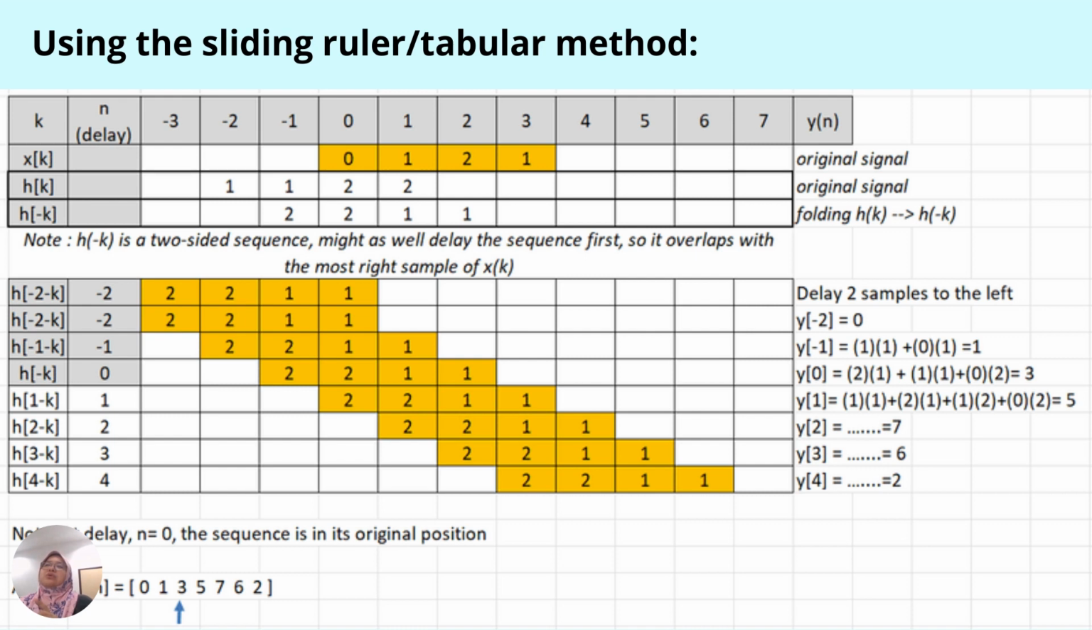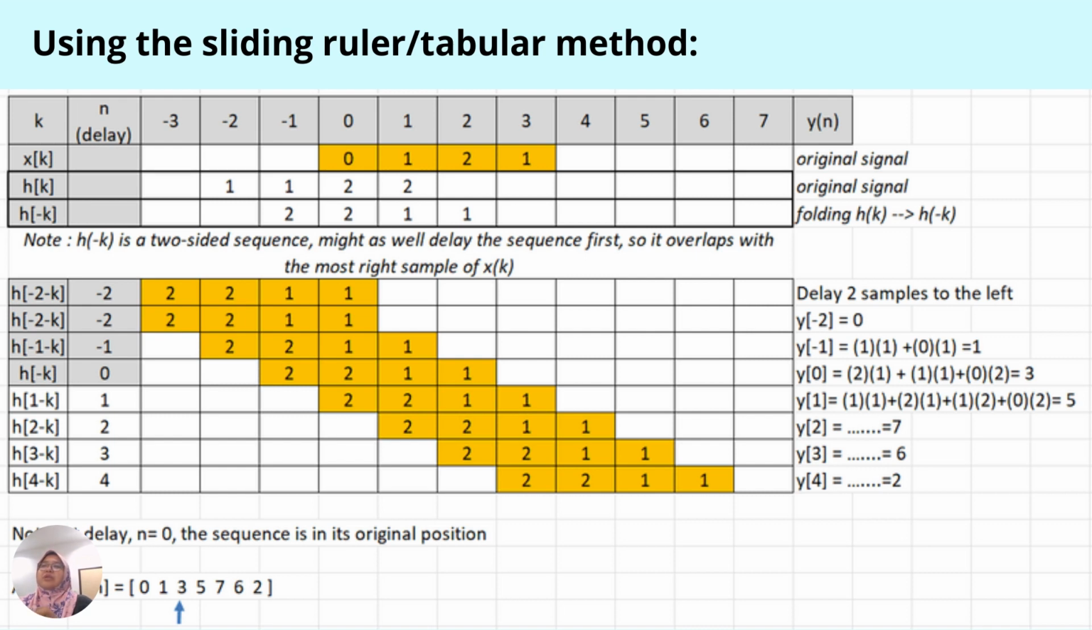Okay, so dekat situ. Okay, so you write down the original signal first. Okay, kat mana original tu, which is x[k]. Okay, and then h[k], the original signal for the system. Okay, it can be terbalik pun tak apa, because it's a sequence of numbers. So it's commutative, so dia boleh tukar.